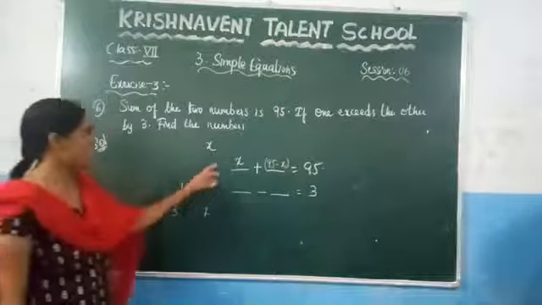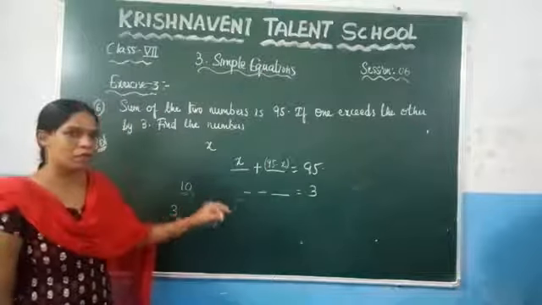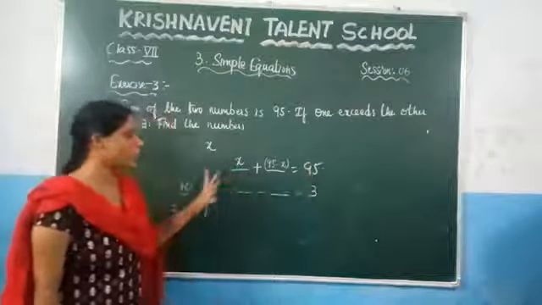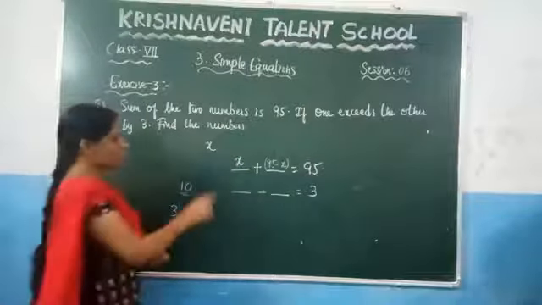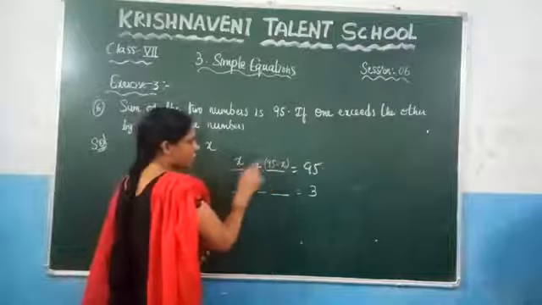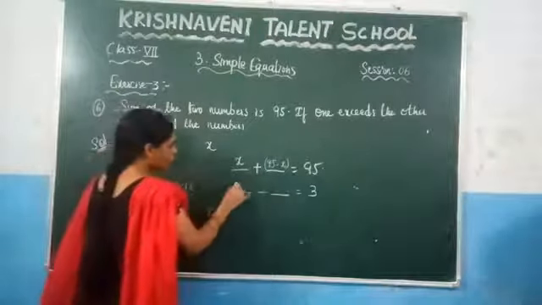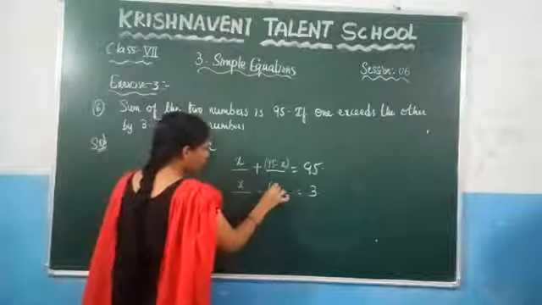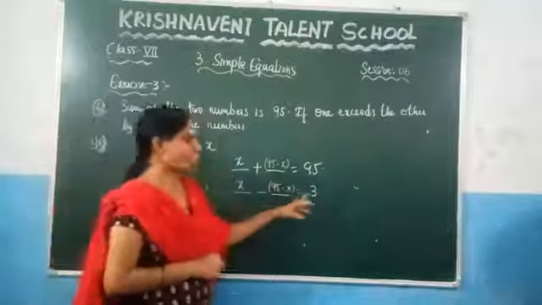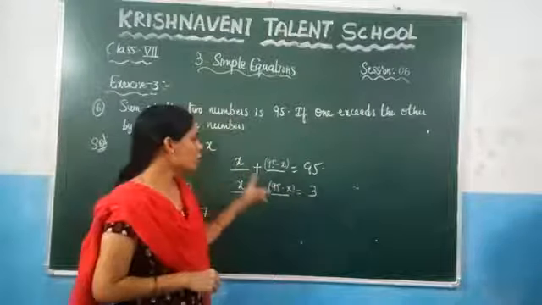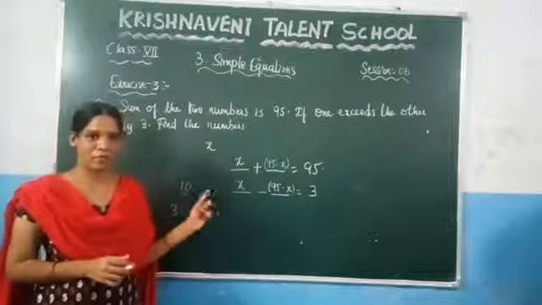Similarly here, let us consider one number as x. If you want to find the other number, what we need to do? We need to subtract x from 95, so that you will get the other number. So here we got the two numbers, which are x and 95 minus x. If you add, you have to get 95. And similarly, if you subtract these two numbers, you have to get the answer as 3. Now you need to find what those numbers are. That means here you need to find the value of the variable x.